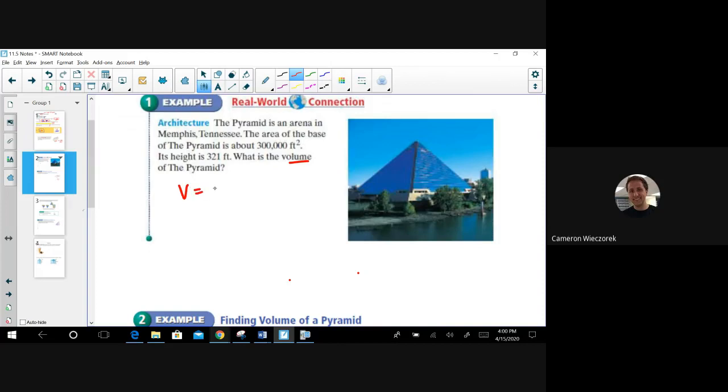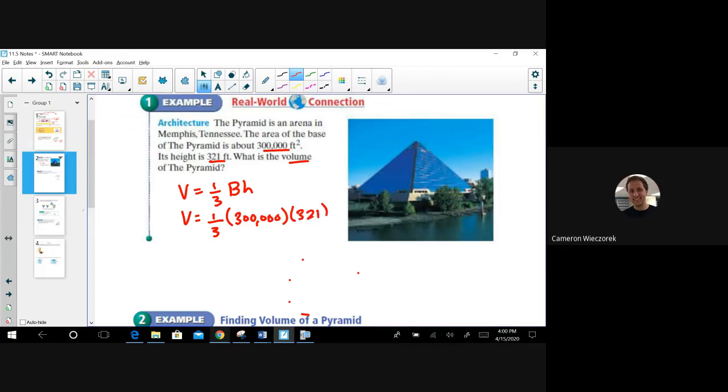I'm just going to write out my formula. 1/3 area of the base times the height. I really don't even need the picture for this one. They give me everything I need. They give me the base area as 300,000, and they give me the height as 321. So I really just need to plug it in.